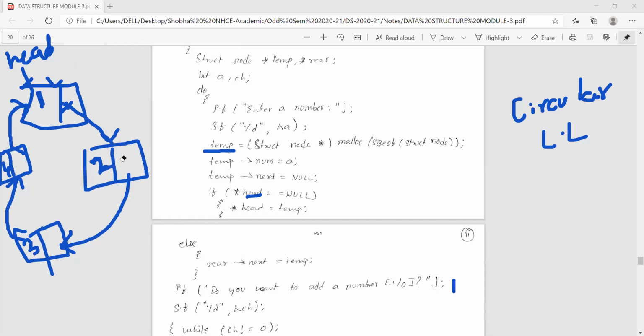After this, once you are doing this, head equal to... So this time this if statement is not true, so it goes to the else part. Else rear's, initially both were pointing, right? Rear is also pointing to this. Rear's next is equal to temp. Okay, this null, previously it was holding null. That null value we are replacing by pointing it to this temp.